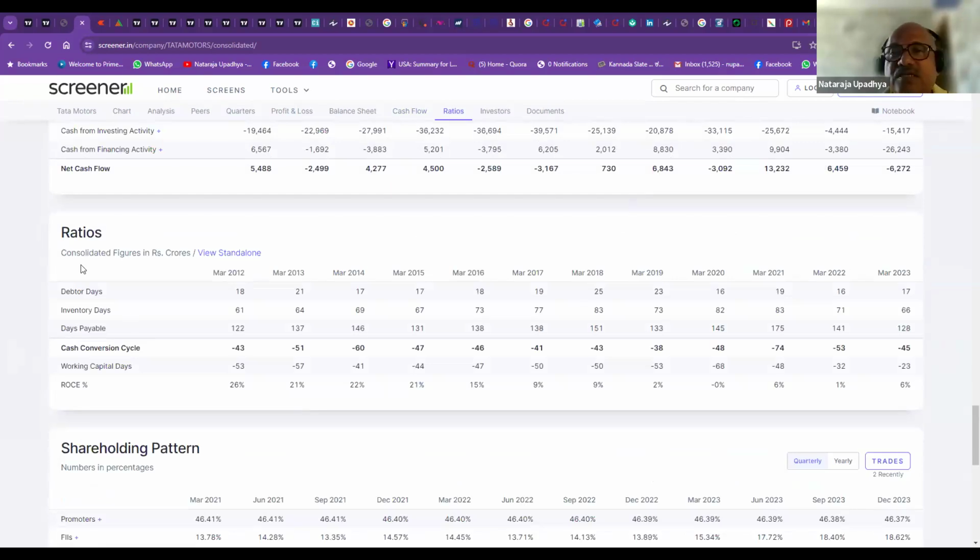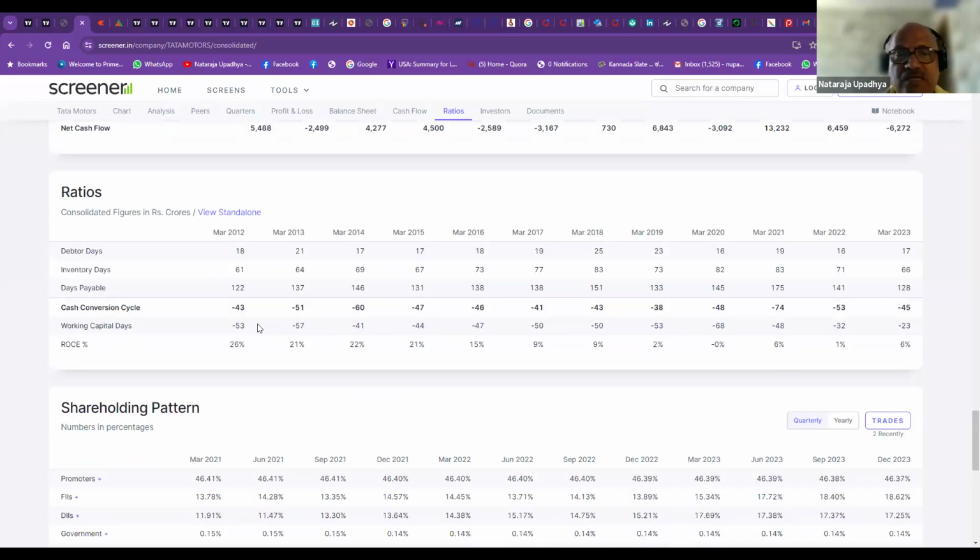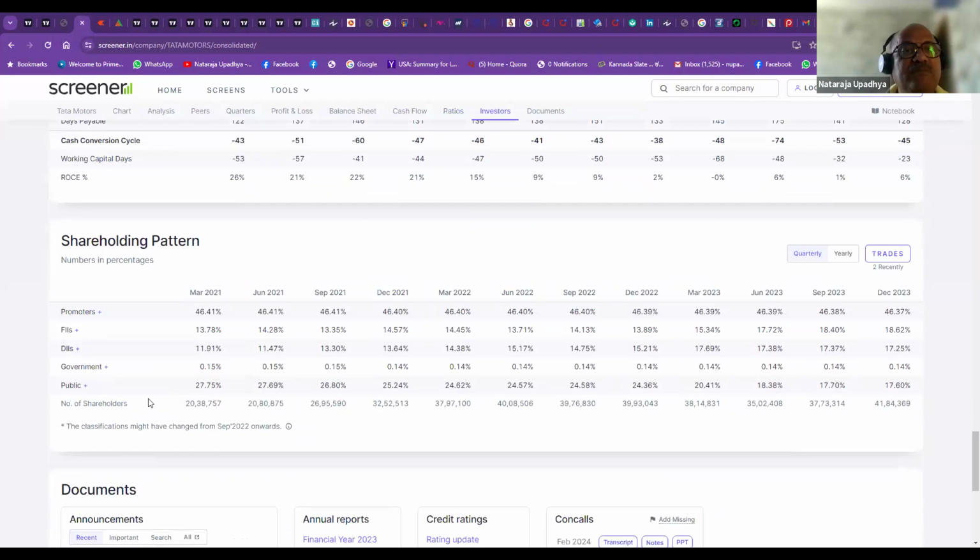So then there are ratios. These ratios talk about sustainability. Debtor days. I am not in a position to talk about it in detail today. Debtor days, inventory days, days payable, cash conversion cycle. I am unable to say more because I have not spent time on this. But these are sustainability indices in terms of the debt side, inventory side, cash conversion side. These are also useful. Then comes the shareholding pattern.